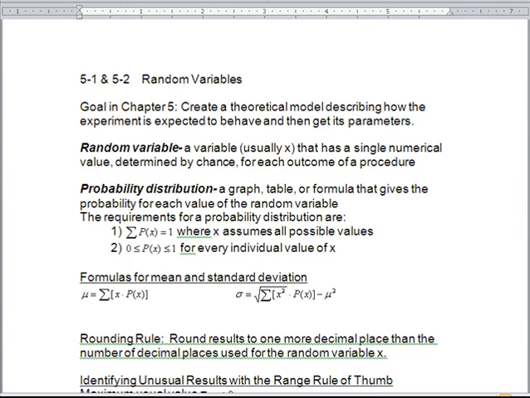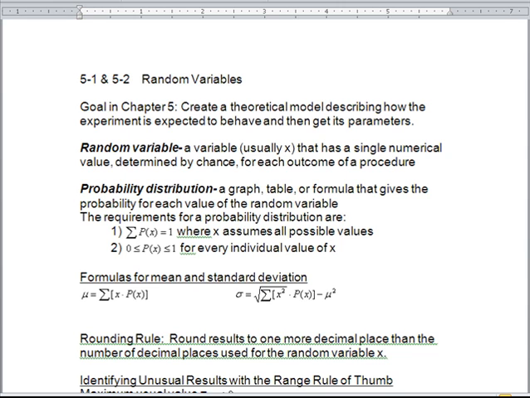Today we're taking a look at sections 5-1 and 5-2 on random variables. Our goal in chapter 5 is to create a theoretical model describing how the experiment is expected to behave and then get its parameters. So what we're working with in both chapters 5 and 6 will be random variables. A random variable is a variable, usually x, that has a single numerical value determined by chance for each outcome of a procedure.